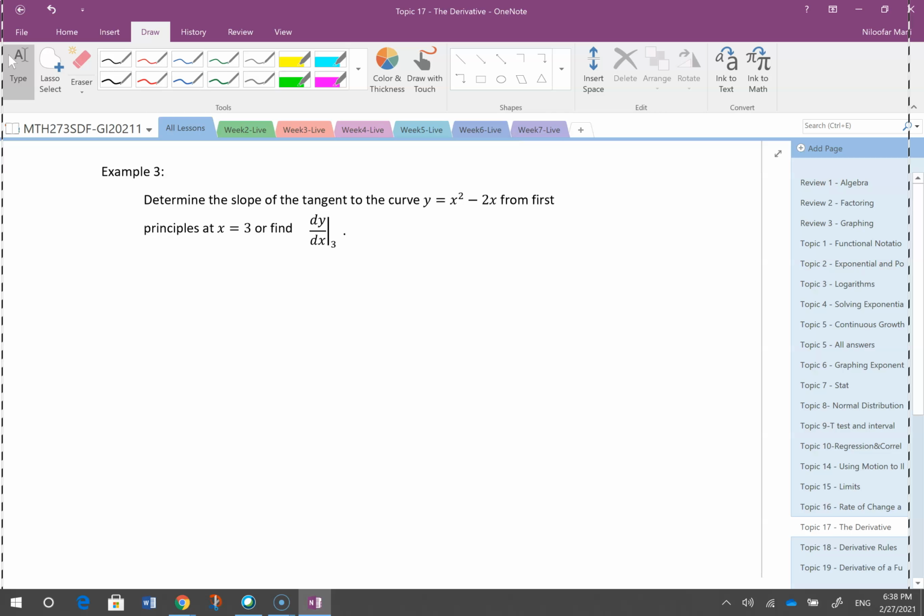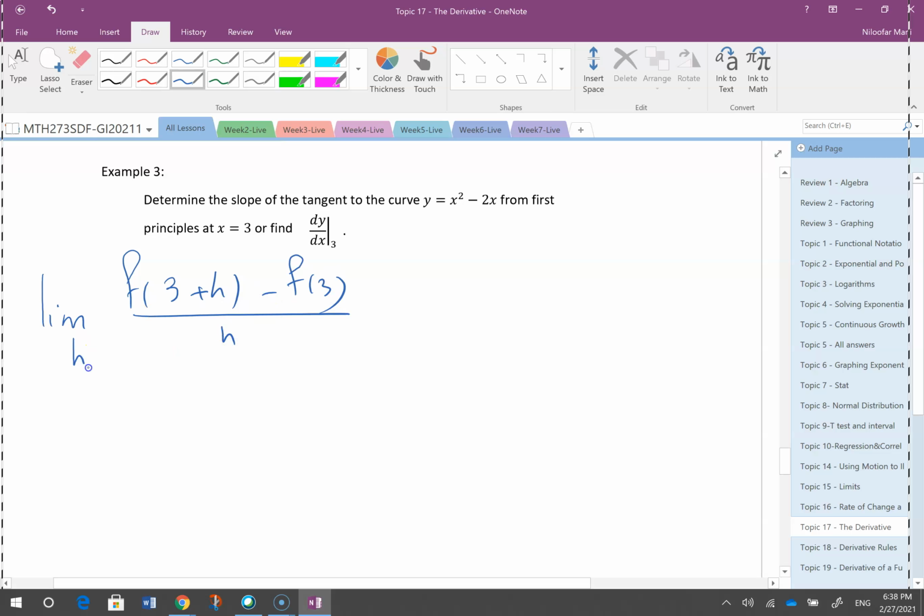Okay, so here it is limit f of x, instead of x 3 plus h, because it said 3, f at this divided by that. So it is limit 3 plus h squared minus 2 multiple 3 plus h minus 3 squared minus 2 times 3 over h goes to 0.